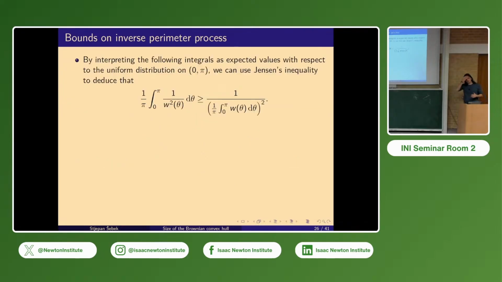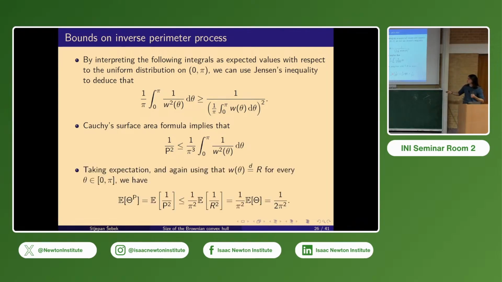Then 1 over pi is still missing. But we just interpret these integrals as expectations of a uniform random variable on 0 to pi, and then using Jensen in the same fashion as we used it before, we get this upper bound for 1 over p squared. And again we know this equality in law between theta p and 1 over p squared. So to obtain the upper bound on the expected value of theta p, we just use this upper bound on 1 over p squared.